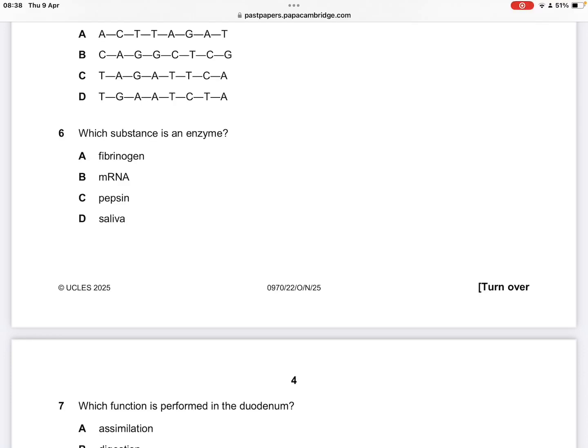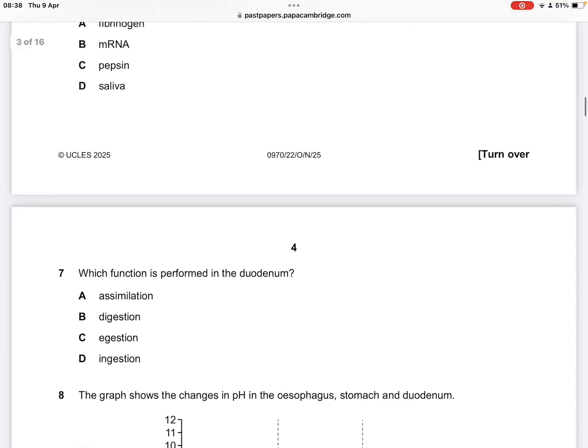And then D, saliva. Saliva is not an enzyme in itself, okay? It can obviously have an enzyme called amylase within it when it's secreted into the mouth for digestion of starch, but saliva itself is not the enzyme. All right, so happy with that. 6 is C for Charlie.